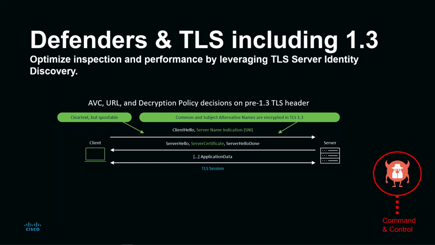Well, there's a couple of other options that we have here. One is TLS Server Identity Discovery. So if you look at TLS 1.2, there was some insight into the client hello, the server name indicator, and that let us know that you were going to www.cisco.com as an example. And so you can make a little bit of a determination of what's happening here. This is now encrypted as part of TLS 1.3, so it's not an element that you can use.